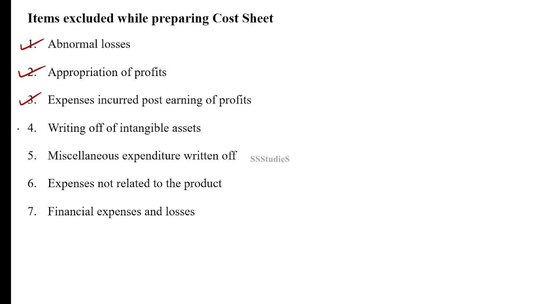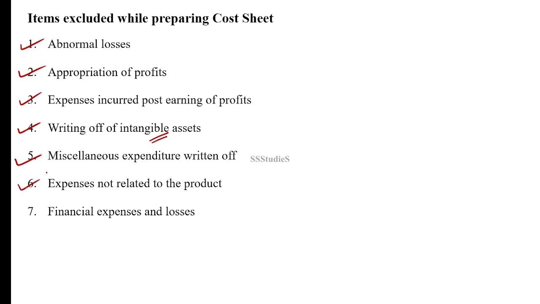Then coming to writing off of intangible assets, we do not take into consideration intangible assets that are written off, for example, goodwill written off, or copyrights written off, or patents written off. Those writing offs of intangible assets are not taken into consideration in the cost sheet. We also don't include miscellaneous expenditures which are written off, for example, preliminary expenses written off, or discount on issue of shares, or discount on issue of debentures, underwriting commission. Such types of miscellaneous expenditures are not taken into consideration under the cost sheet.